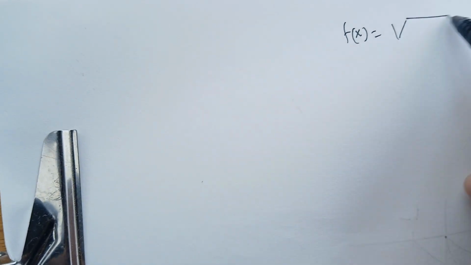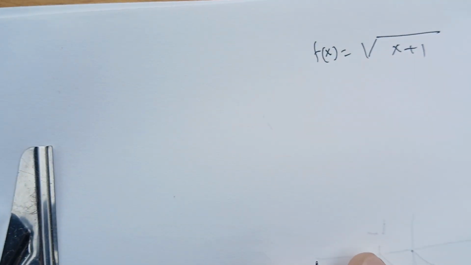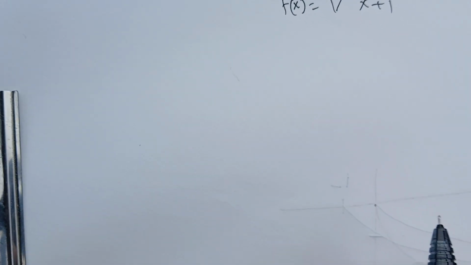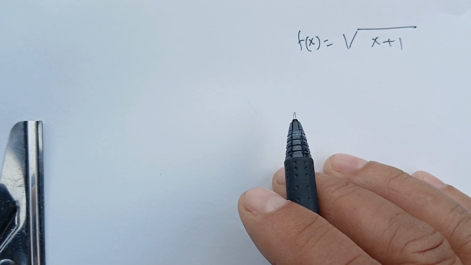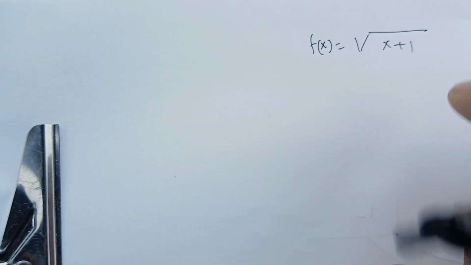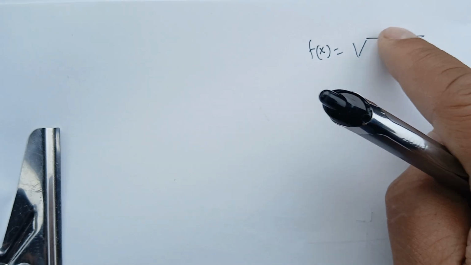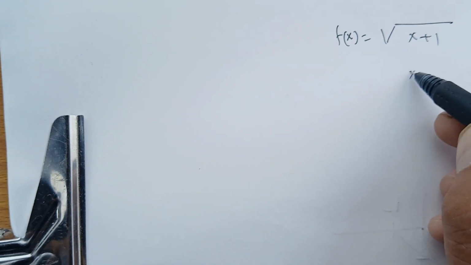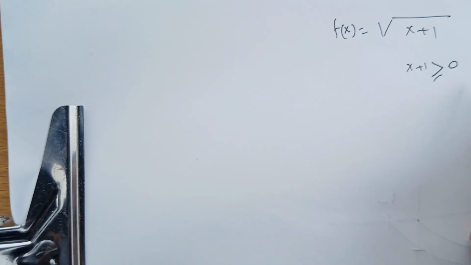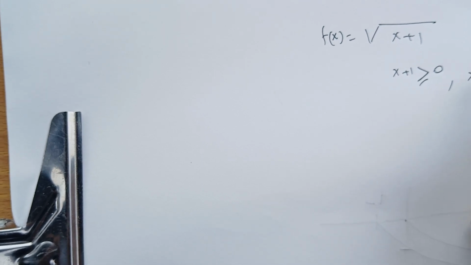Now let's work the following function that we're going to call f of x. It's square root of x plus 1. The first question that we need to answer is, what's the domain of this function? Remember, when having the square root, everything inside the square root must be non-negative. So in this case, we need x plus 1 bigger than 0, and after adding minus 1 to both sides, x is bigger than minus 1.